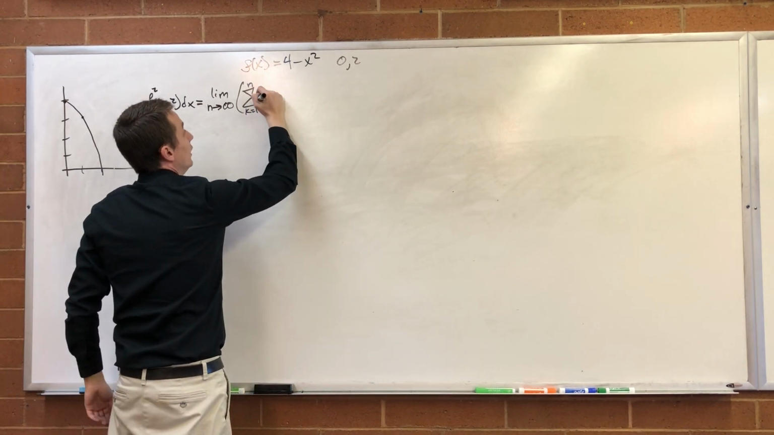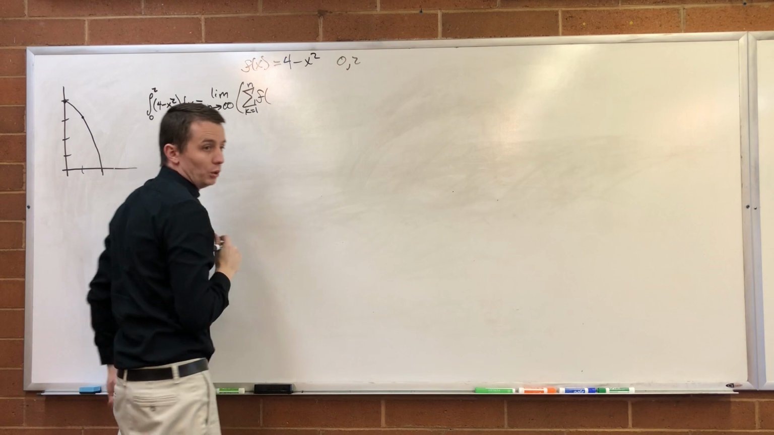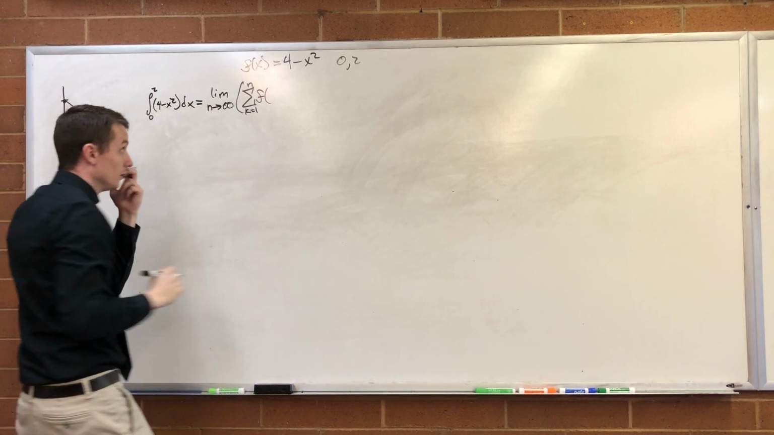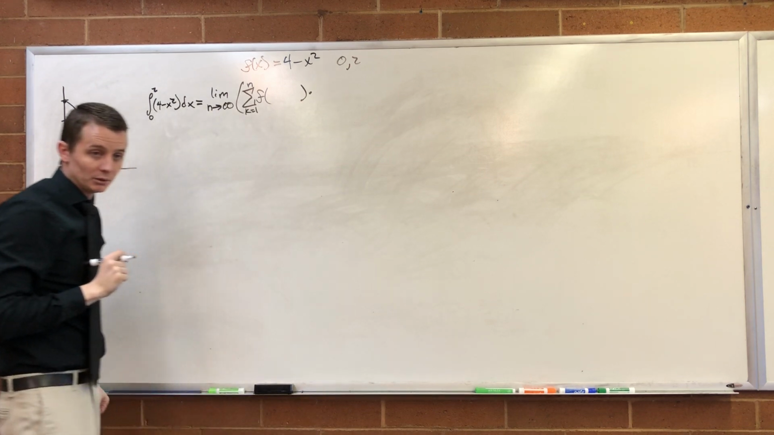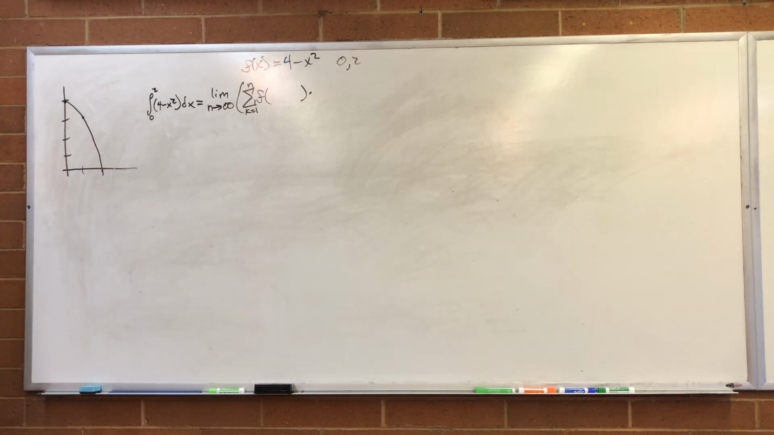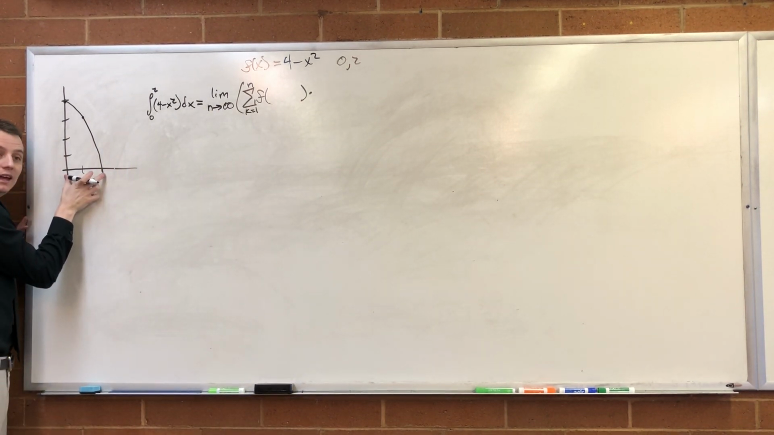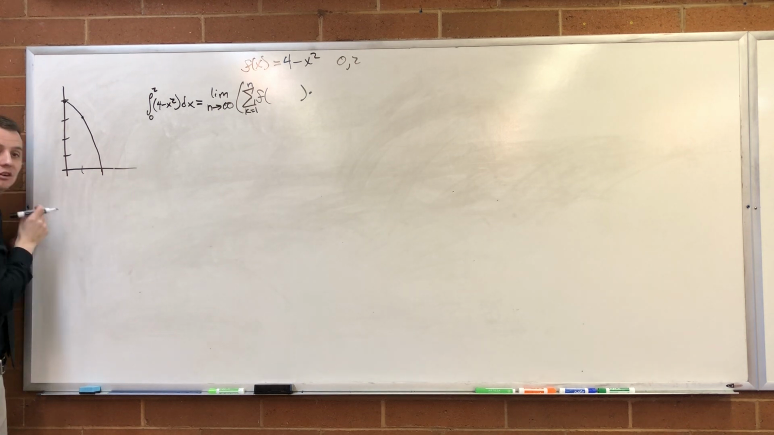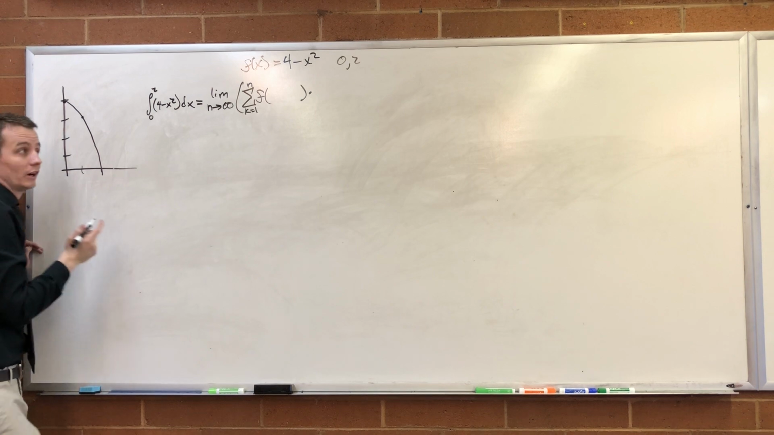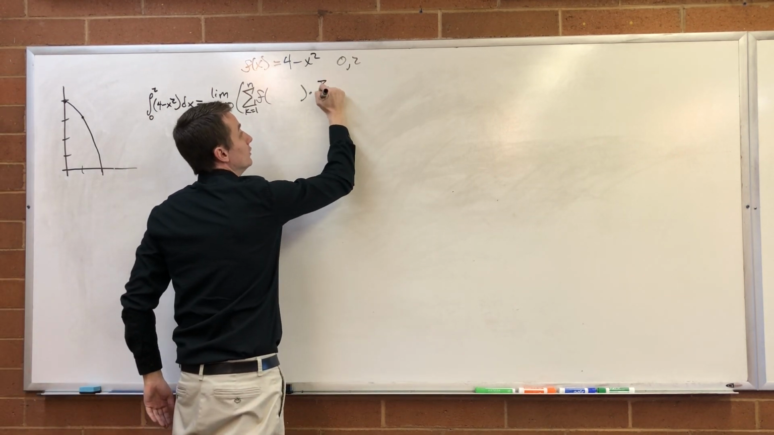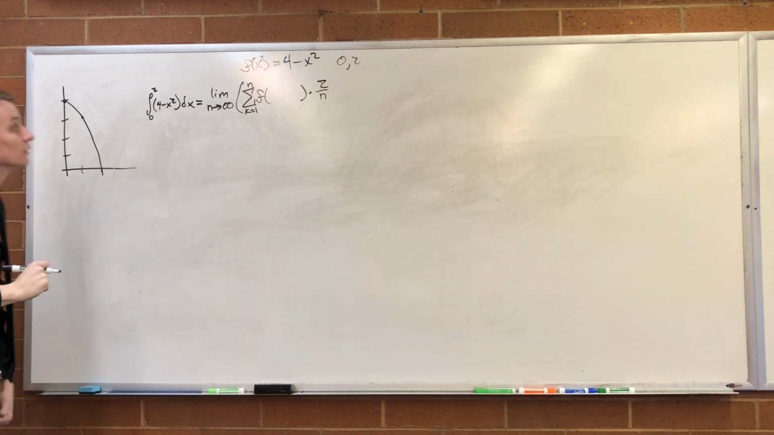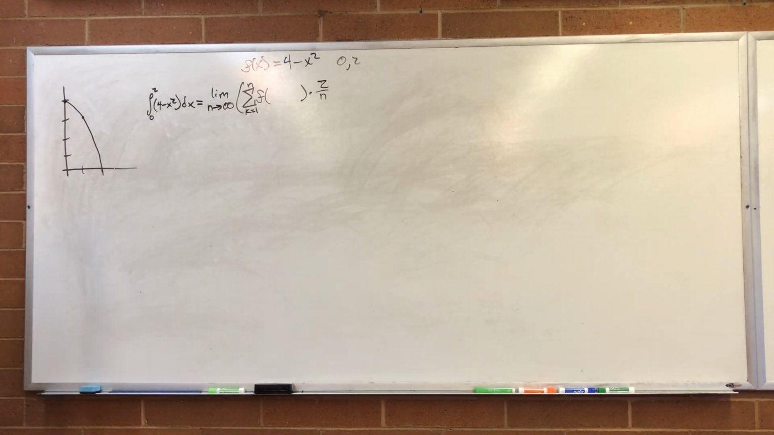We're going to do f of some point. We've got to figure out what that point is, times the base, and we got to figure out what the base is. If I divide this up into n equal pieces, what is the width of my base going to be? 2 over n. We're going to take 2 and divide it up into n pieces. So that's my base, just like we did before.